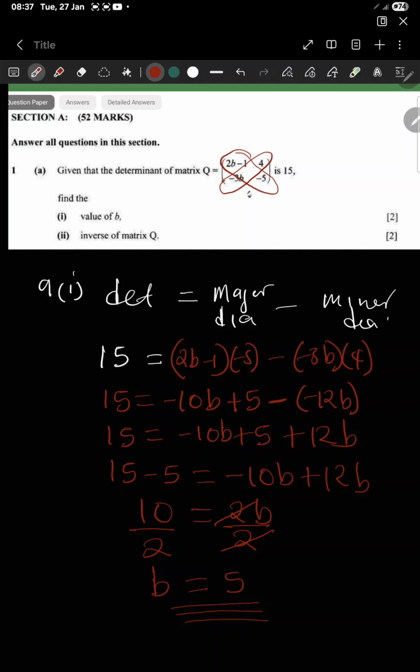Now, after you get the value of b, we have another question following, which says, find the inverse of matrix Q.